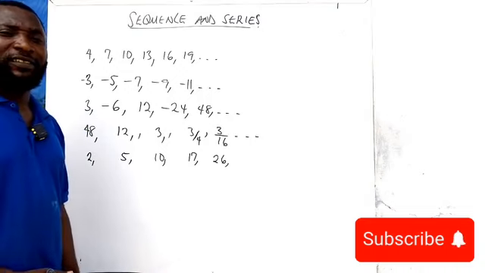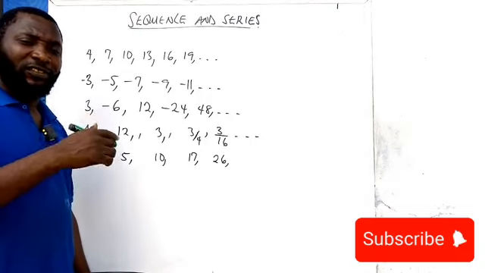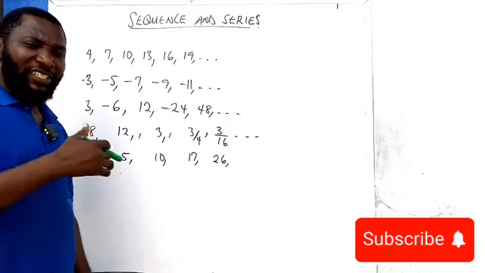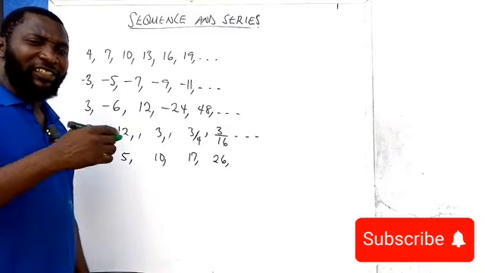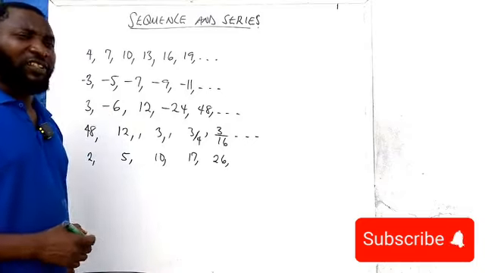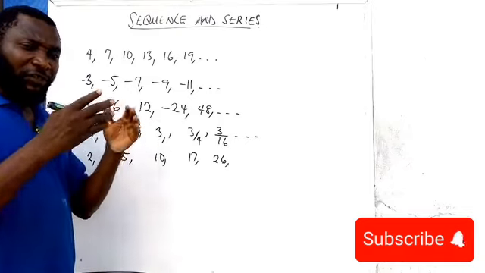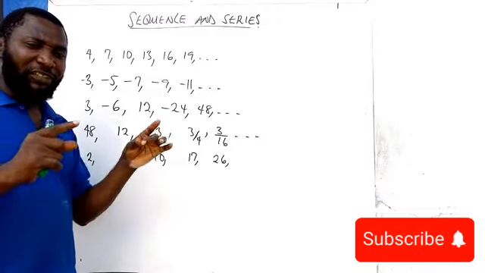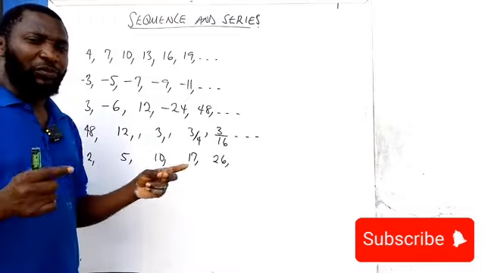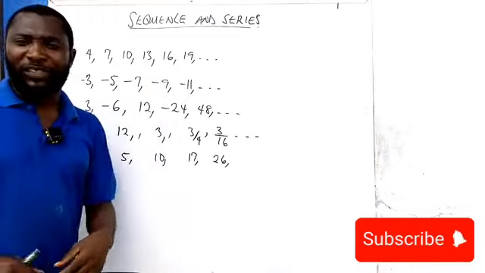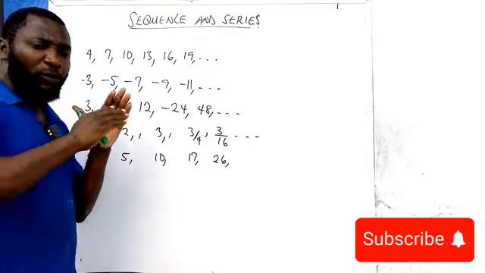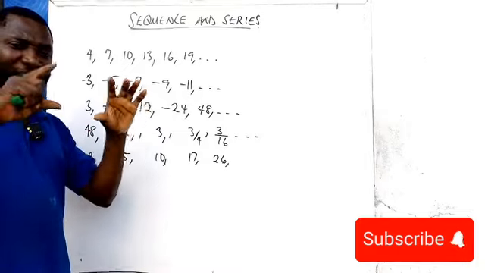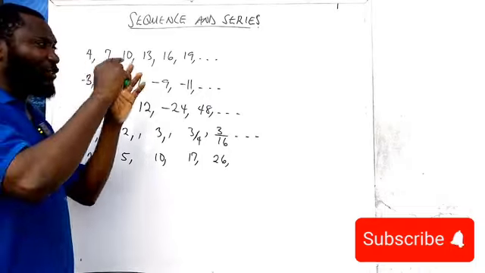A sequence is a succession of terms or a succession of numbers that are generated by some definite rules. When you have a succession of terms or a set of numbers that are generated by definite rules, that is what we call a sequence. Such numbers follow a certain pattern, and each term is generated by certain rules.